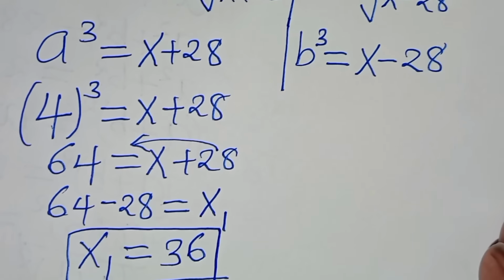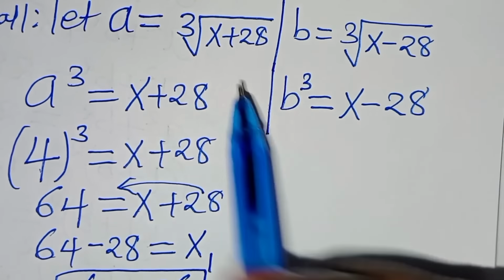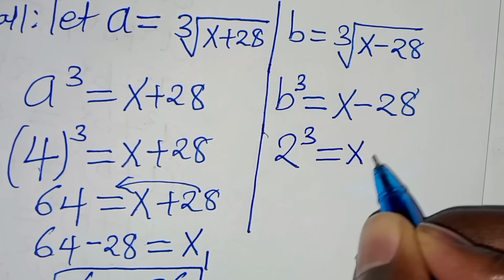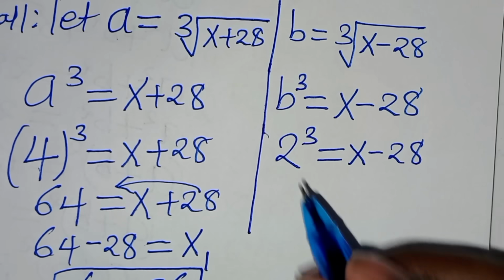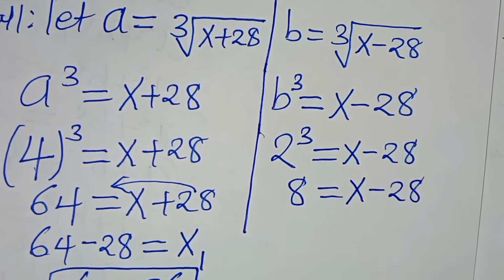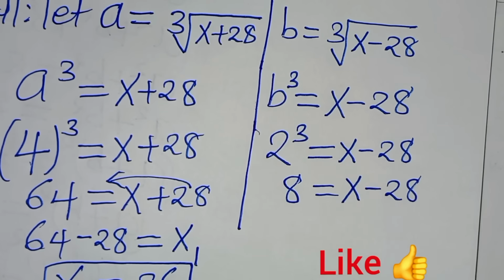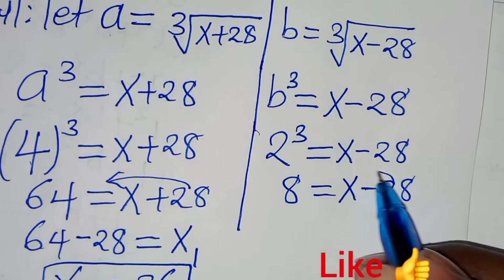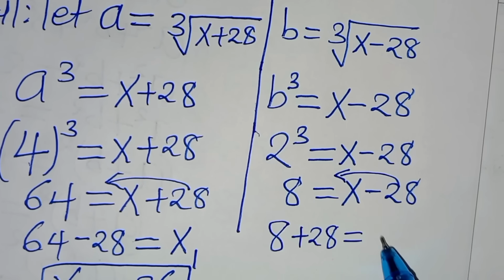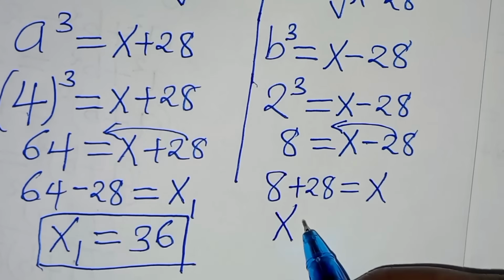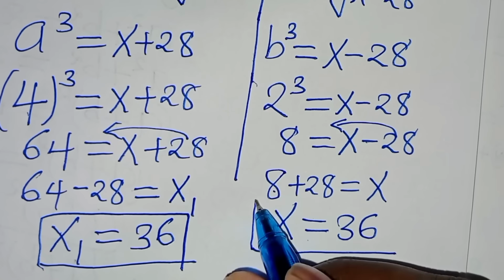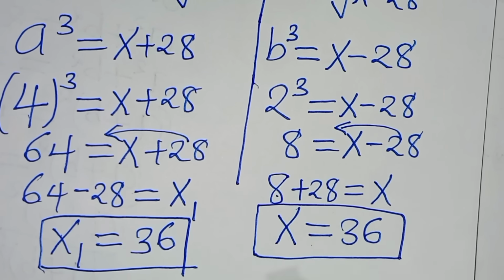Let's substitute the value of b, which is 2. So we have 2 to the power of 3, which is equal to x minus 28. 2 to the power of 3 is 8, equal to x minus 28. So in this case, let's take the minus 28 to the left-hand side so that we have 8 plus 28, which is equal to x. So this implies that x is equal to 28 plus 8, which is 36. So from the first set of solutions, we have x equal to 36.